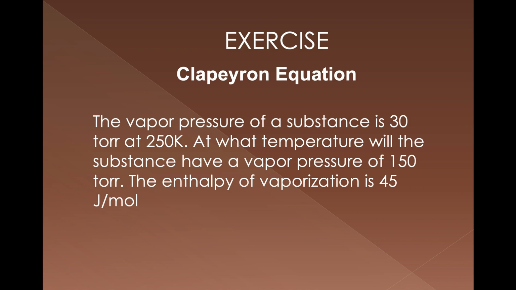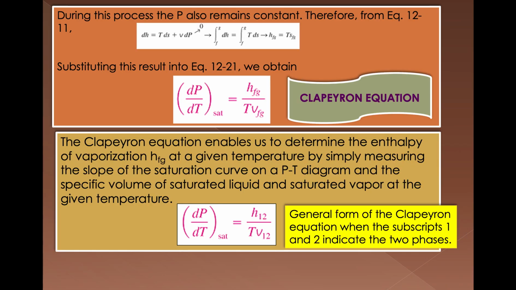Okay, next exercise: the vapor pressure of a substance is 30 torr at 250 Kelvin. At what temperature will the substance have a vapor pressure of 150 torr? The enthalpy of vaporization is given as 45 joule per mole. So you should be able to use this equation.